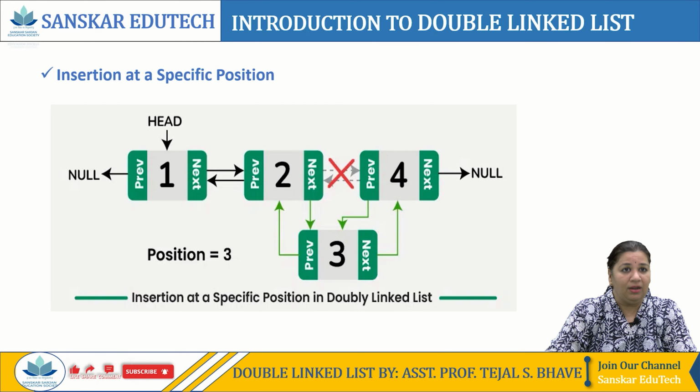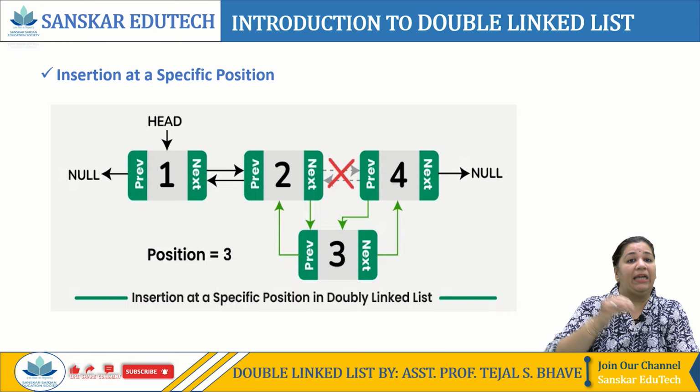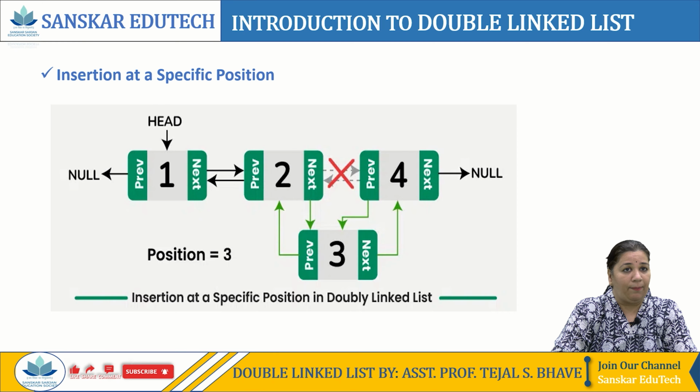In this example, we need to insert in between 2 and 4. So we will create a new node with the data part as 3, and 3's previous pointer will point to 2 and 2's next pointer will point to 3. Similarly, 3's next pointer will point to 4 and 4's previous pointer will point to 3.